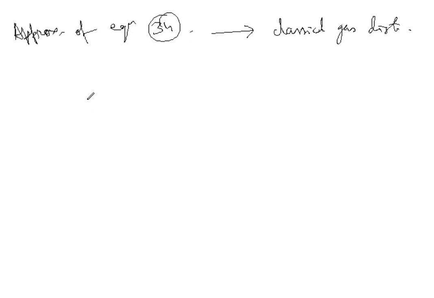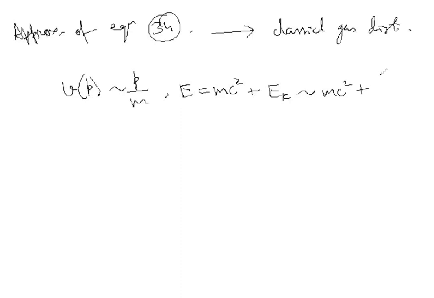Okay, let me write it down. E is equal to mc square plus Ek, and this is approximately equal to mc square plus p square by twice m. This is equation 35. Okay, now remember equation 15. So density of states, occupation, number density of particles. Let me again write it down.